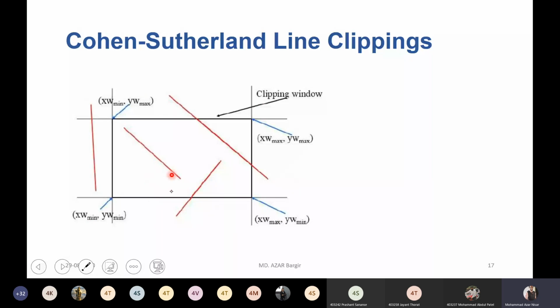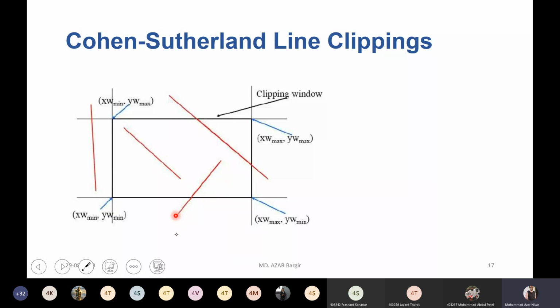There are various conditions, most probably four cases. The first case is that the line is entirely outside, so it should be discarded. The second case, the line is completely inside the rectangle or the window, so it is accepted by the software. And the third case is that some portion of the line is inside the window and some portion is outside the window.